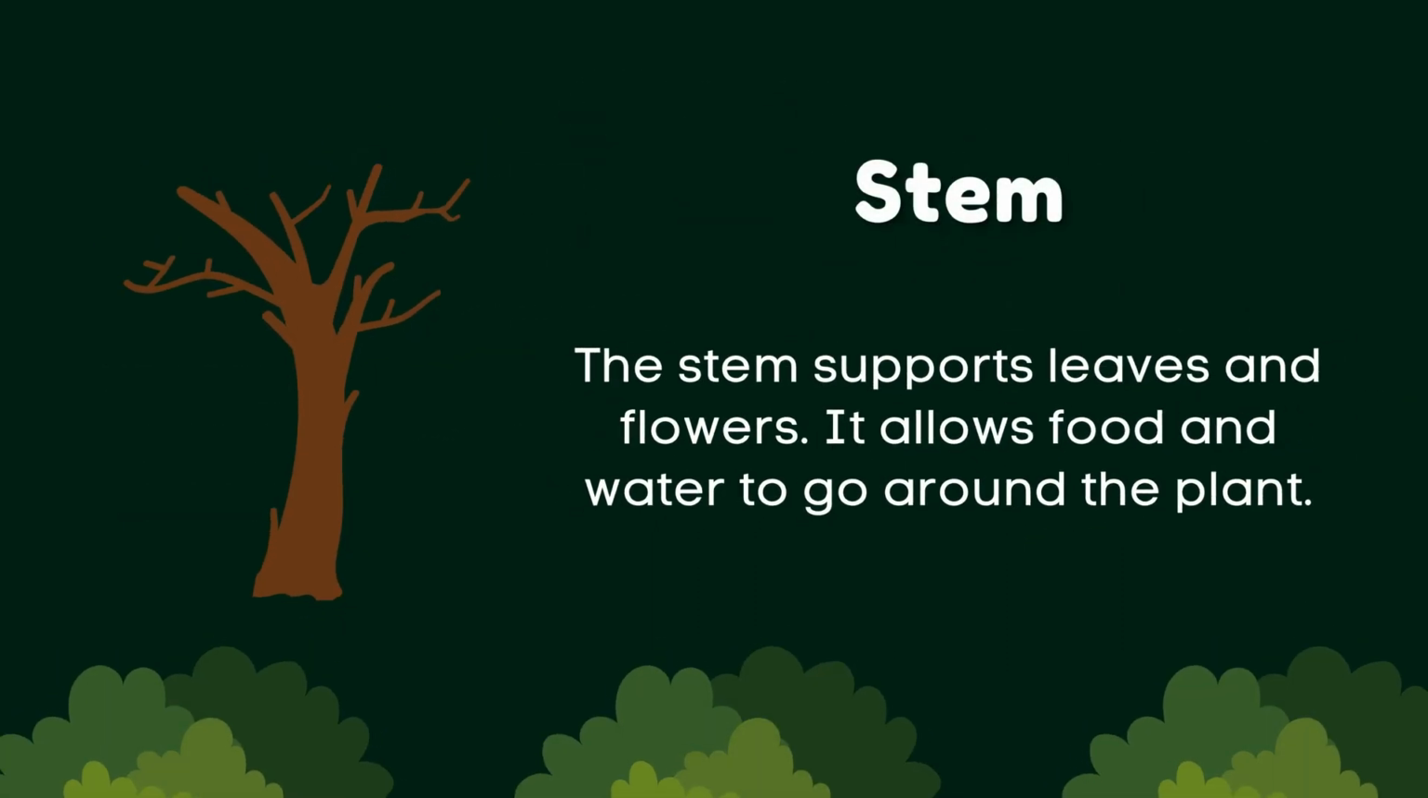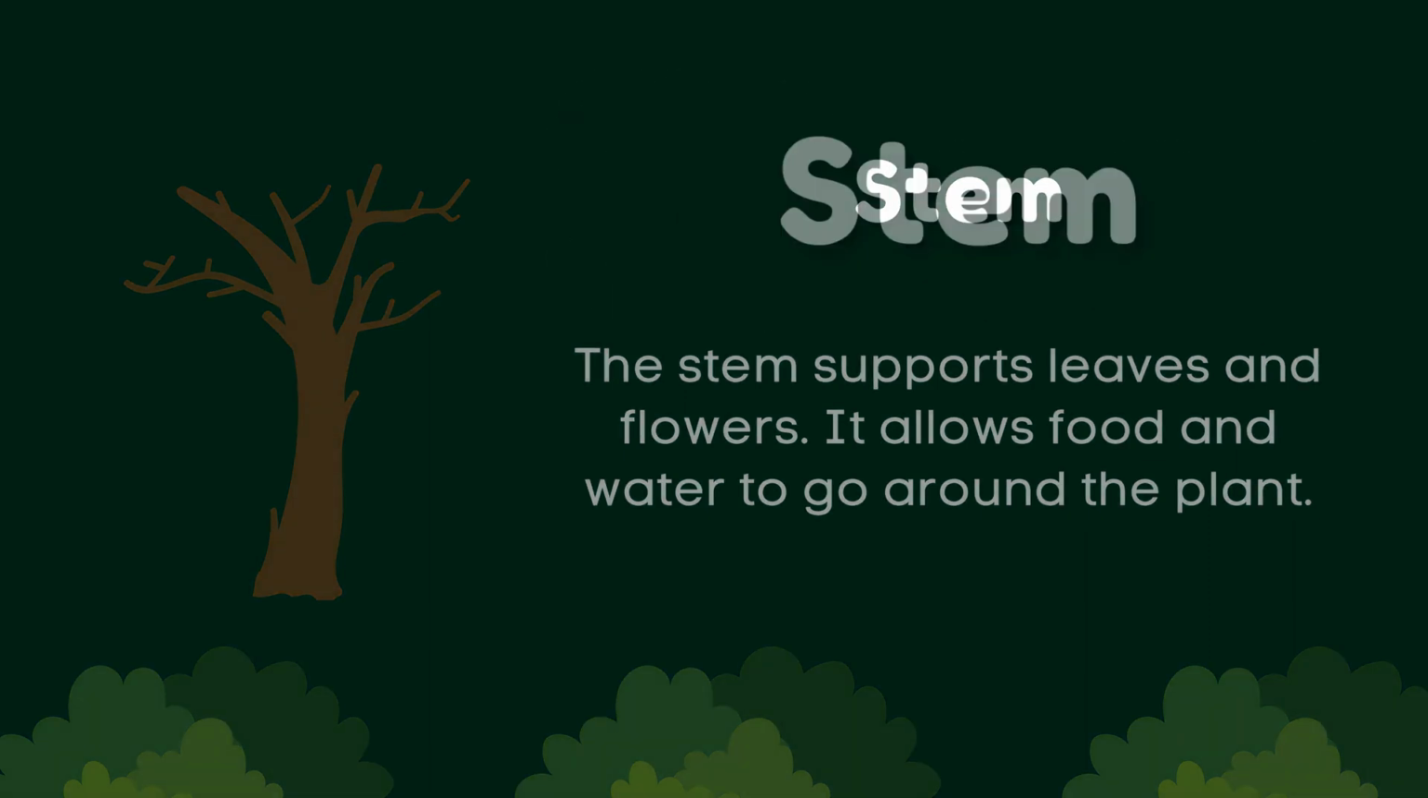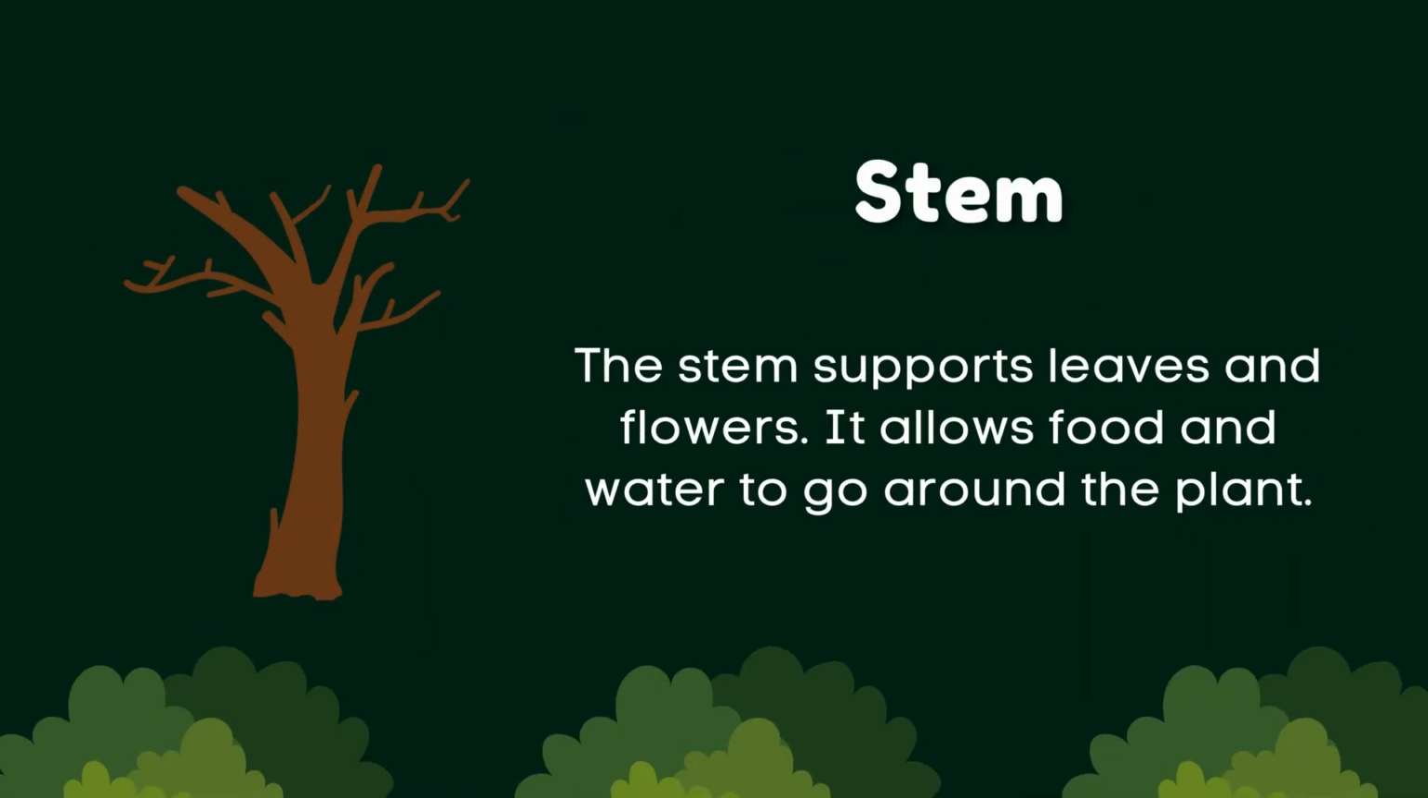Stem. The stem supports leaves and flowers. It allows food and water to go around the plant.